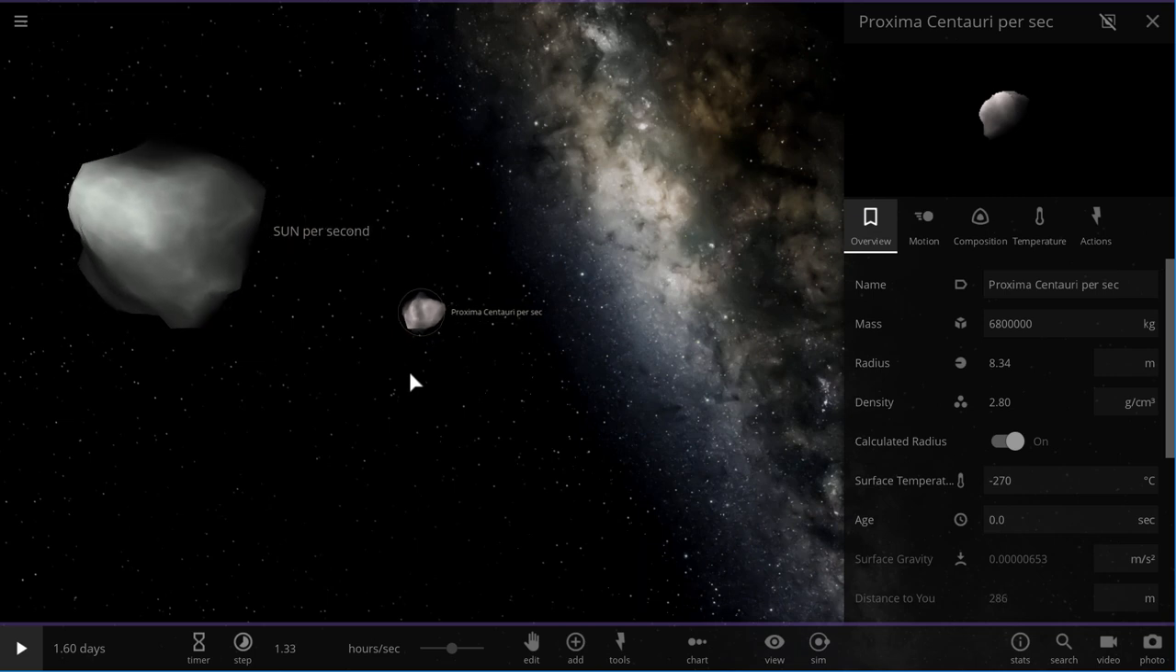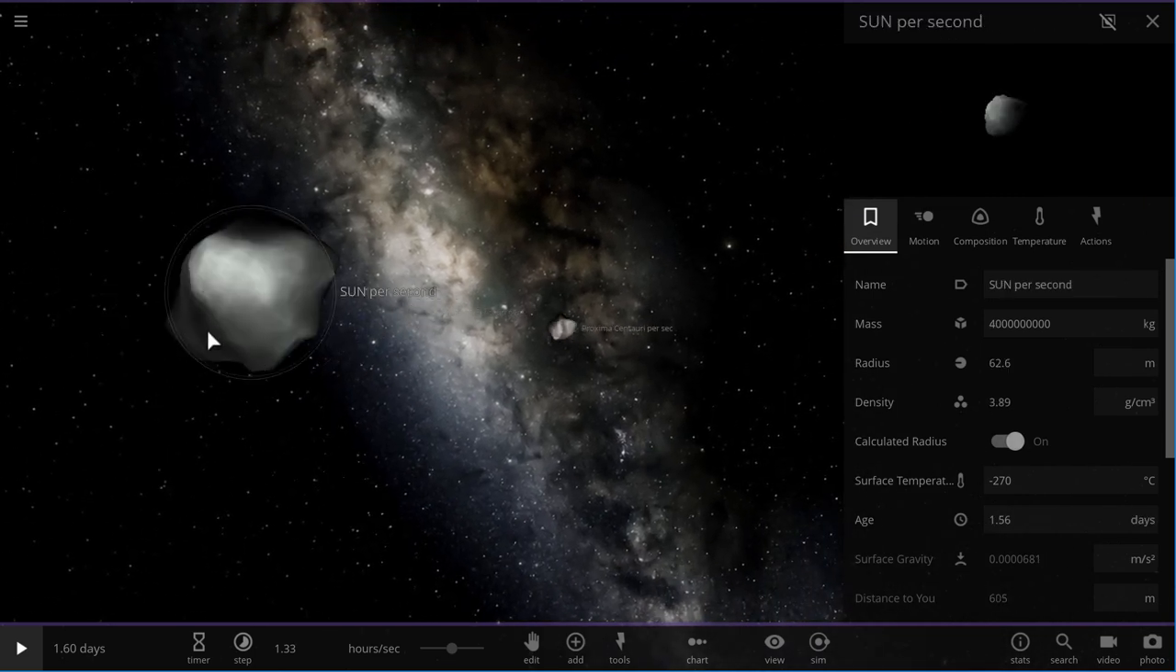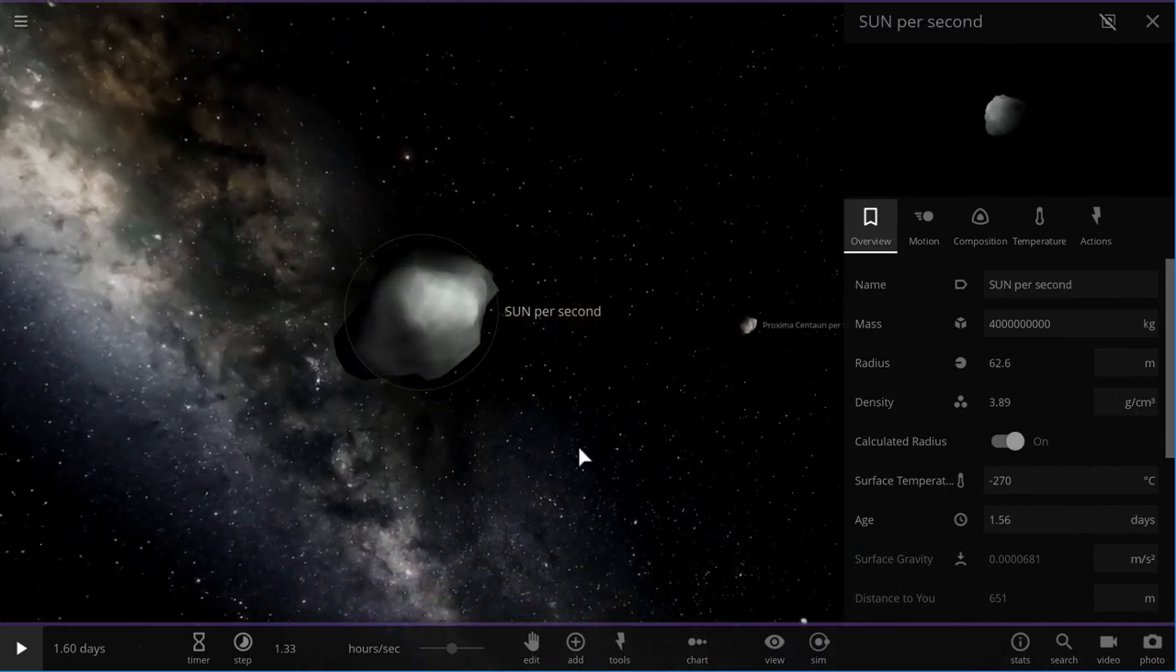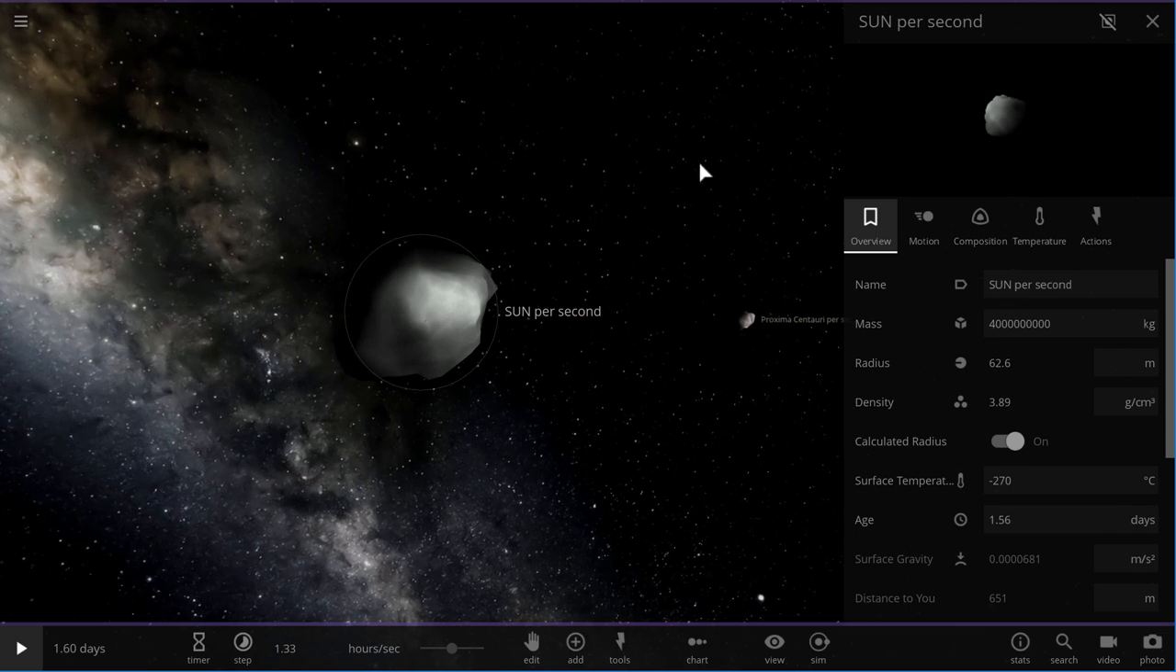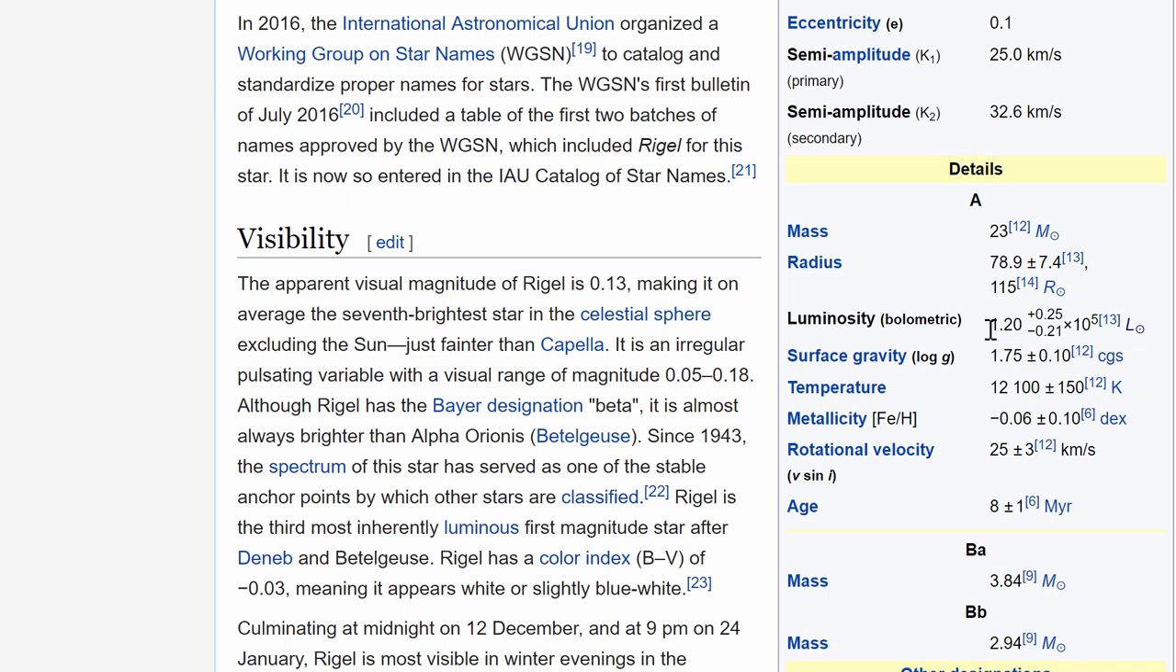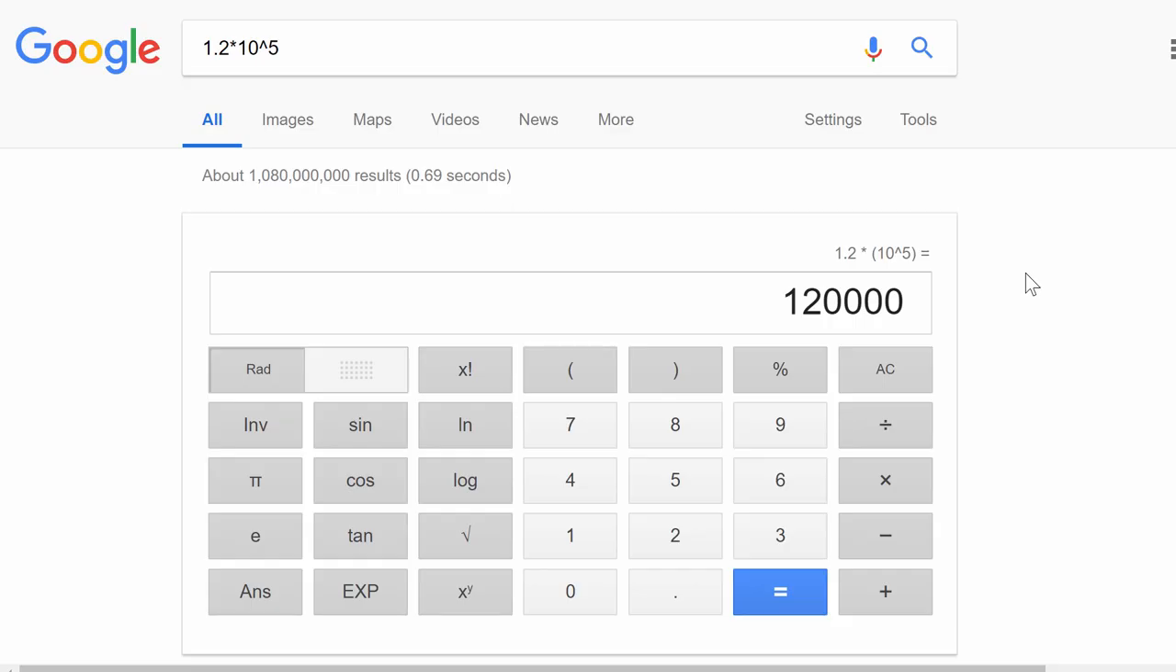Well, let's look at larger stars, because that's where things get a little bit more interesting. Let's start with, I guess, a star like Rigel, which is relatively bright. It's one of the brightest stars in our night skies. And the bolometric luminosity for Rigel is 1.2 times 10 to the power of 5, which is a number that looks like this, 120,000. So that's how many more masses it loses per second.